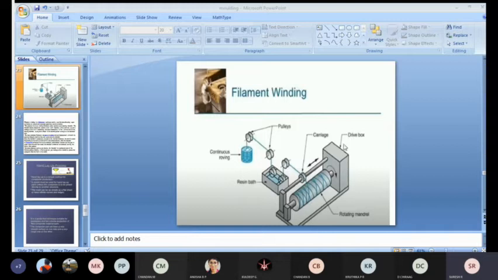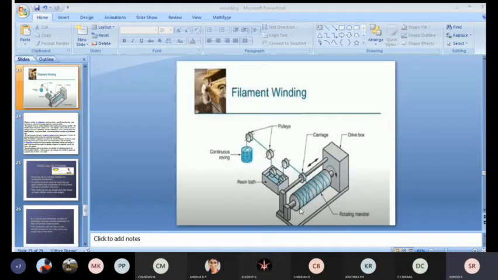So this is the drive box, and this is called the mandrel. This mandrel will be rotating continuously. On that rotating mandrel, the fiber will be laid over there and rolled over there, to get the required shape of the mandrel.